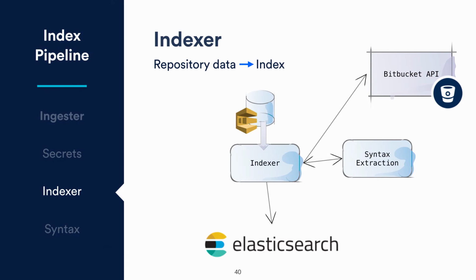The next service, and arguably the most important one in that whole pipeline, is the indexer service. And it is the service that is responsible for synchronizing repository data in Bitbucket with index data in Elasticsearch.